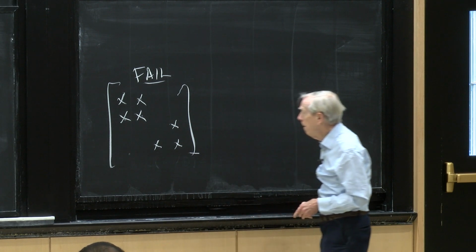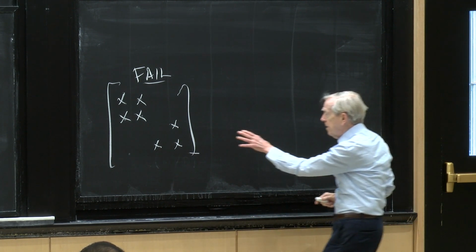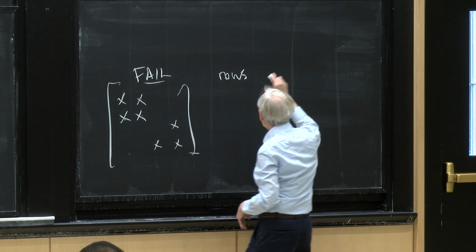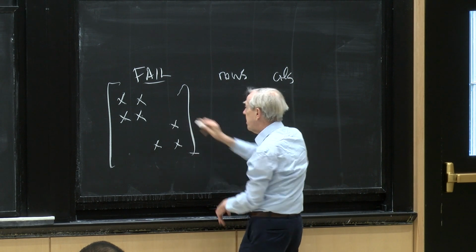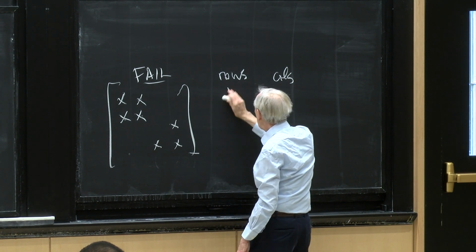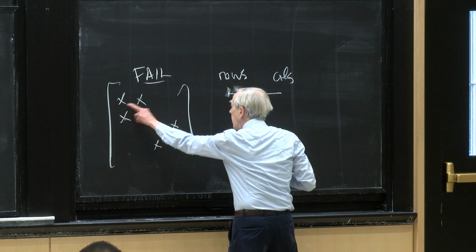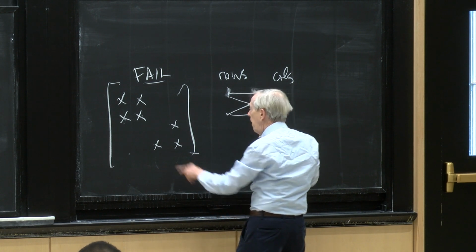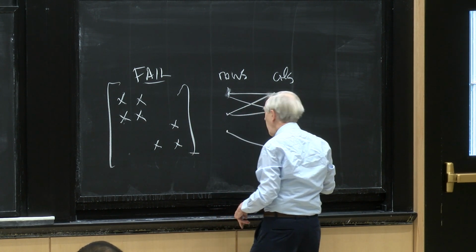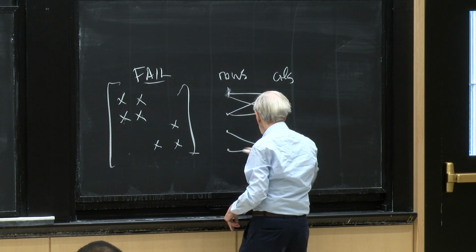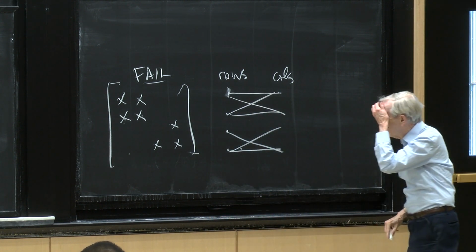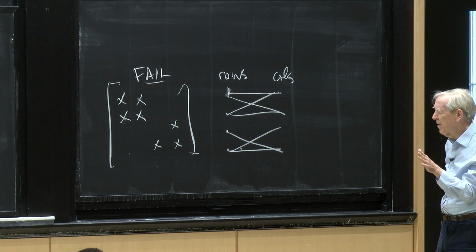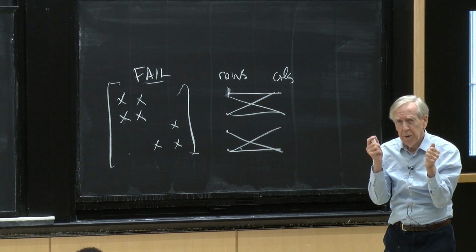Okay. Right. And let me take that picture and turn it into this picture. So rows, columns. So if I take these 7, that's row 1, 2, 3, 4. So row 1 goes to 1 and 2. Row 2 goes to 1 and 2. Row 3 goes to 4. And row 4 goes to 3 and 4. That's a failure. And how do I know it's a failure? I want to now come up with the answer.